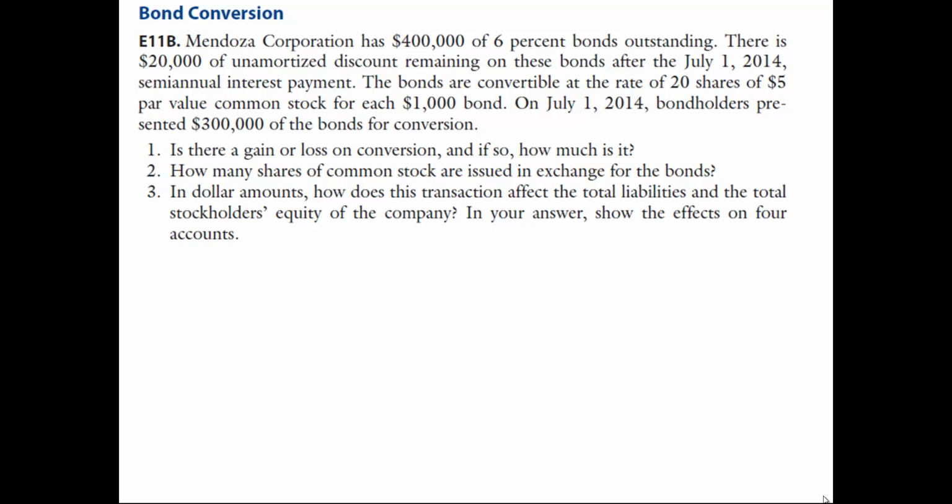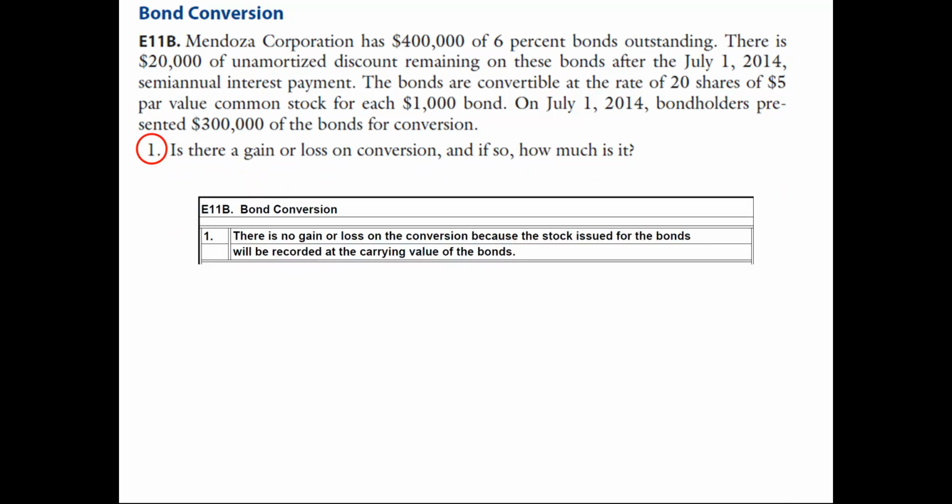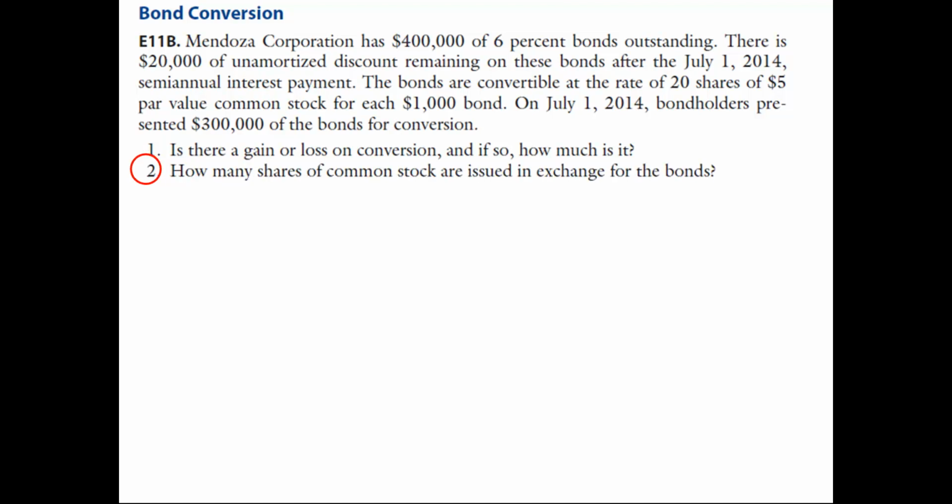So the first question says, is there a gain or a loss on the conversion of the bond, and if so, how much? Well, there is no gain or loss on the conversion because everything is accounted for at carrying values. We'll issue the stock, and it'll be recorded at the carrying value of the bonds. So there's never a gain or a loss recorded when we convert.